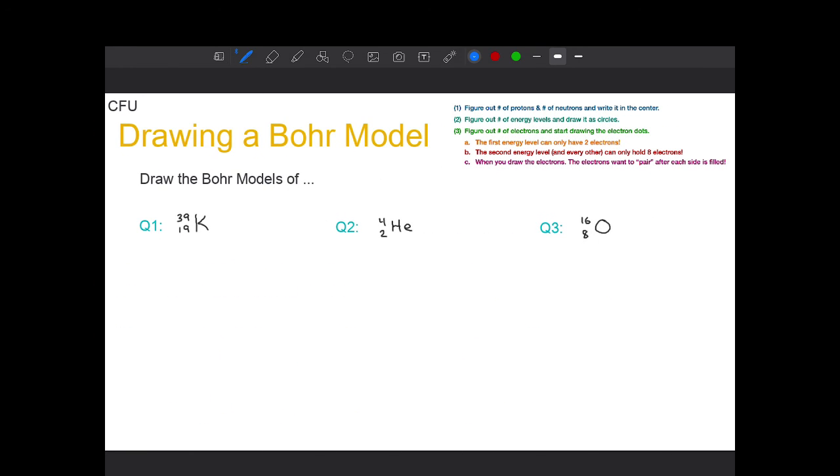Now I want you to pause the video here. You can try this on a piece of paper. Reminder that you do need to refer to the periodic table to figure out how many energy levels there are. But pause this video, like right now, and then resume it once you have finished, and see if you got something similar to mine, okay?